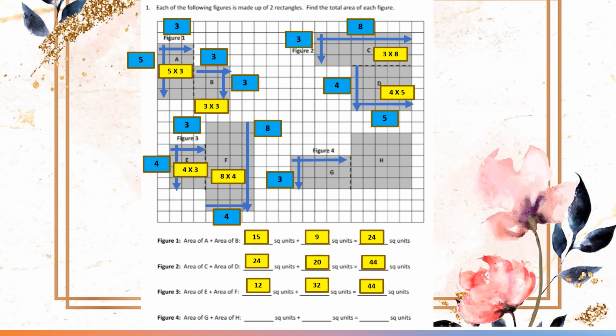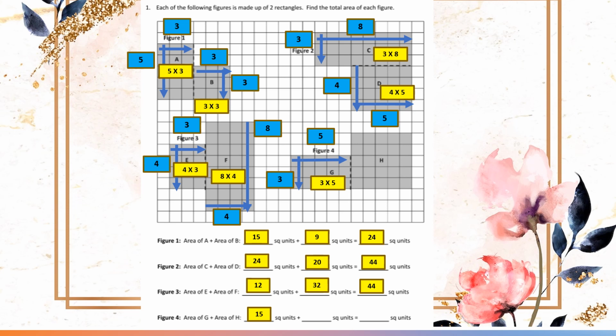Now let's count the units that make up the width of rectangle G. It's 5. Rectangle G is 5 units wide. And the equation to figure out the area for rectangle G is 3 times 5. Well, what's 3 times 5? If you said 15, then you are absolutely correct.